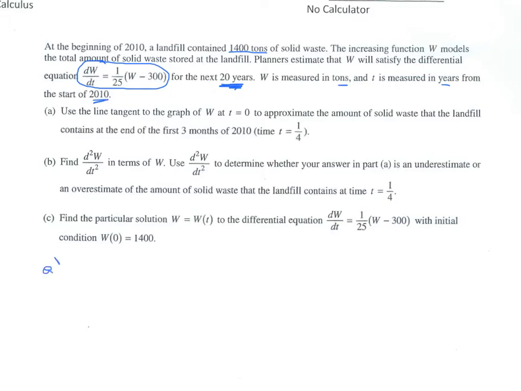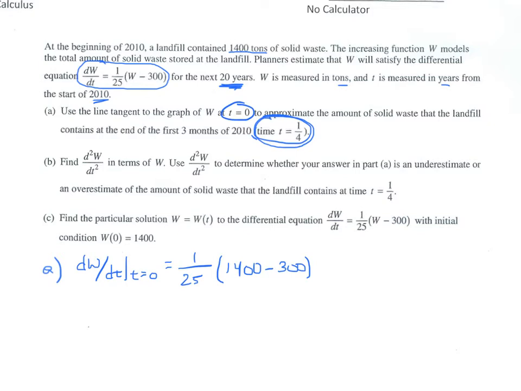Okay, so for part A, we are going to approximate the amount of solid waste that the landfill contains at the end of the first 3 months of 2010. And they were very nice. They told us that that is when T is equal to 1/4. So we need a tangent line. So let's start off with the slope. And we are using the tangent line at the graph of W at T equals 0. So the slope when T equals 0 is 1/25. When T equals 0, we know that we've got 1,400 tons of solid waste.